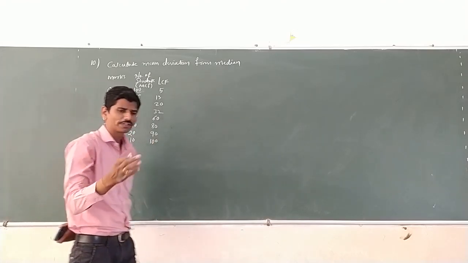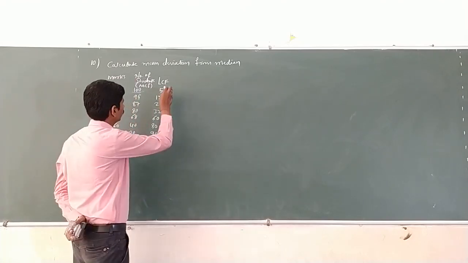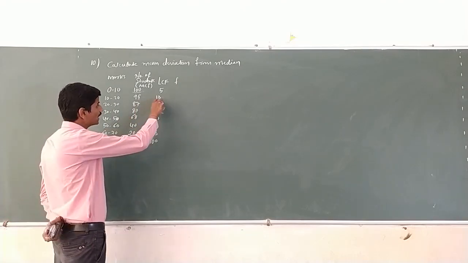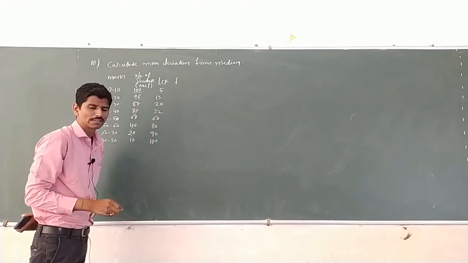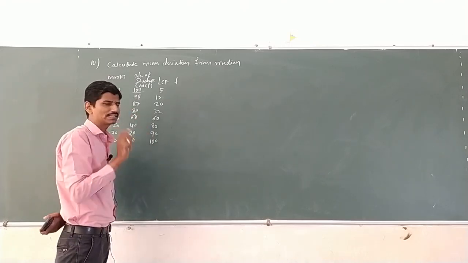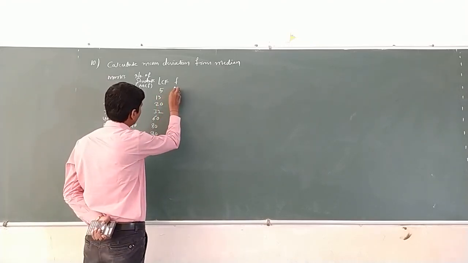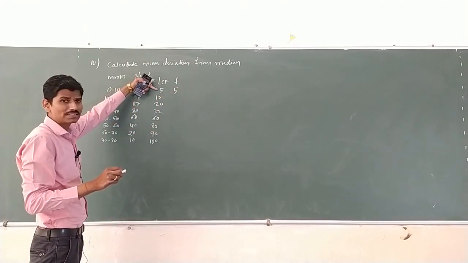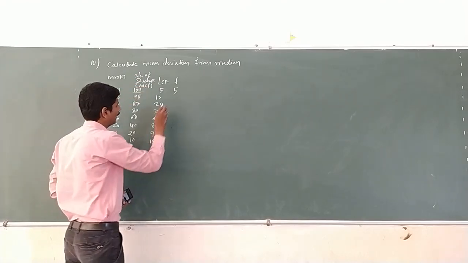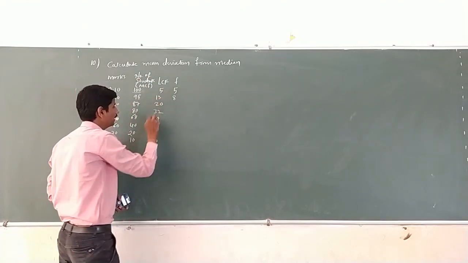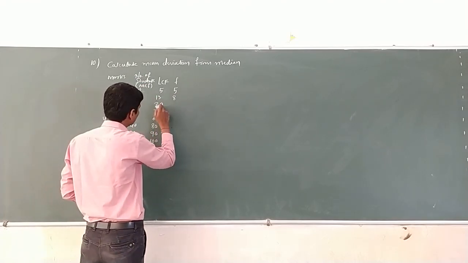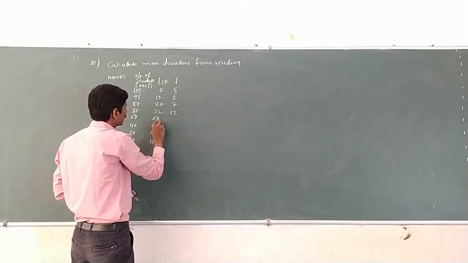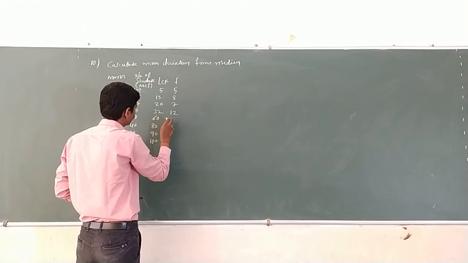Next we want the frequencies. How to convert LCF to frequencies? The first frequency and the first LCF are both the same, so put 5 as it is. Next, the second LCF minus the first LCF: 13 minus 5 is 8. The next, 20 minus 13 is 7. The next, 32 minus 20 is 12. Then 60 minus 32 is 28.